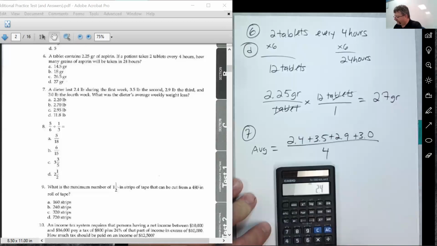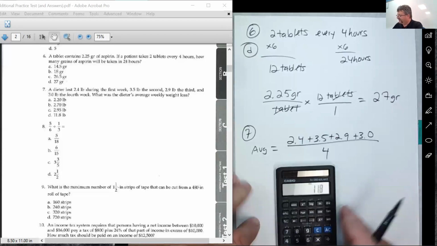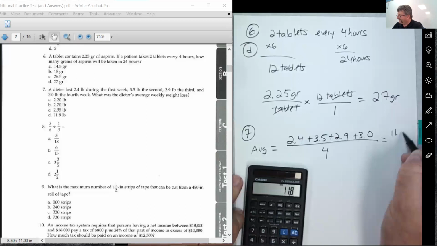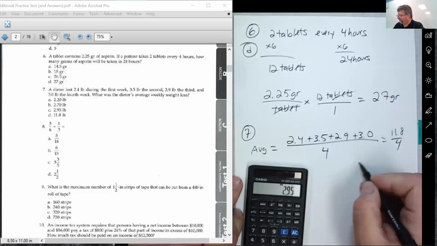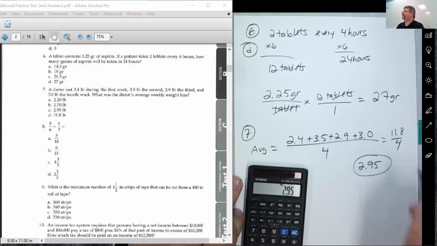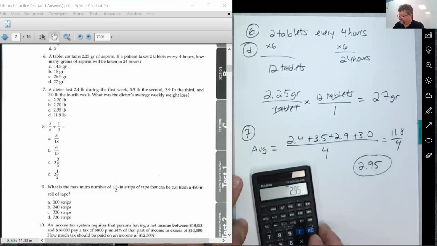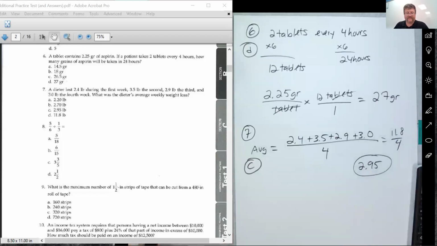2.4 plus 3.5 plus 2.9 plus 3.0 is 11.8. 11.8 divided by 4 is 2.95. That's my average pounds. So if I check out the answers here, choice C for problem 7 is my answer. Okay.